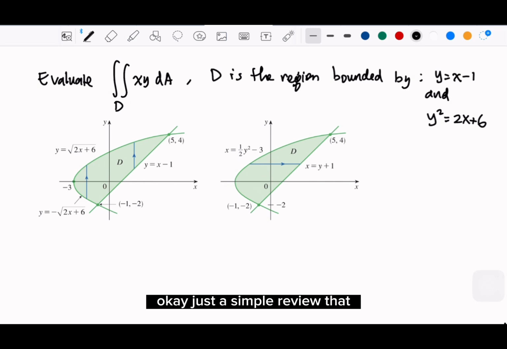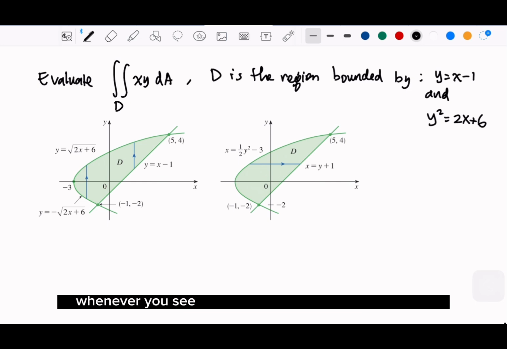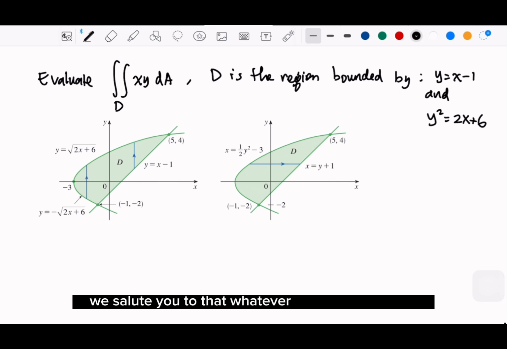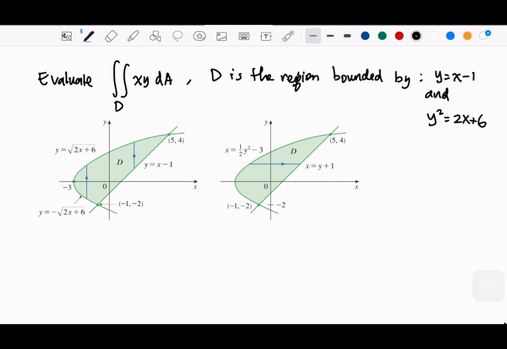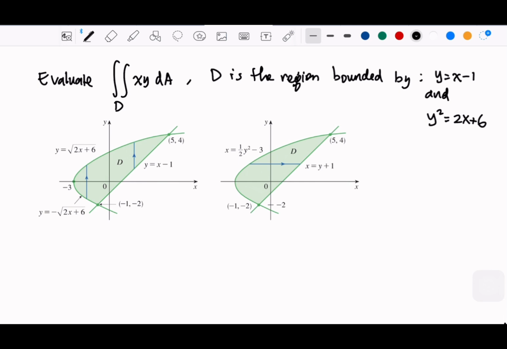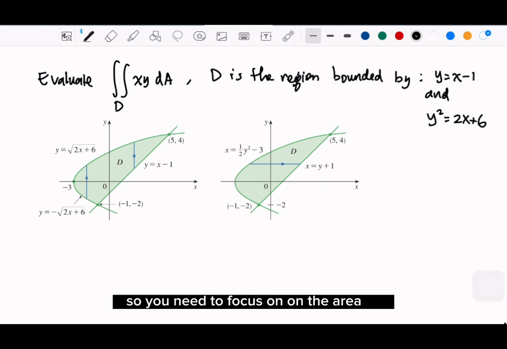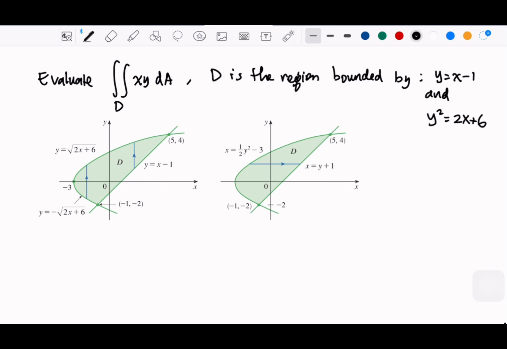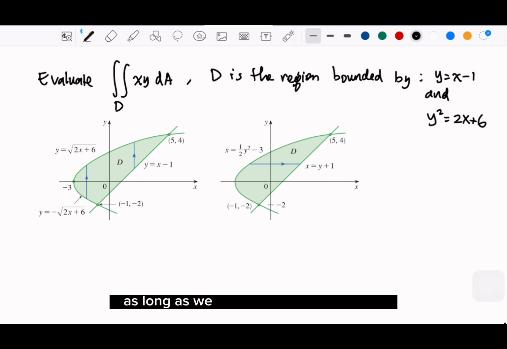Okay, just a simple review that whenever you see evaluation for multiple integral, for example, this double integral, it alludes to the fact that whatever is in this function, what we are focused on is our area, which is the bounded area of D, this part or this part. So you need to focus on the area. No matter how the function of two variables inside here, we do not really care that much, as long as we know the part of this area.